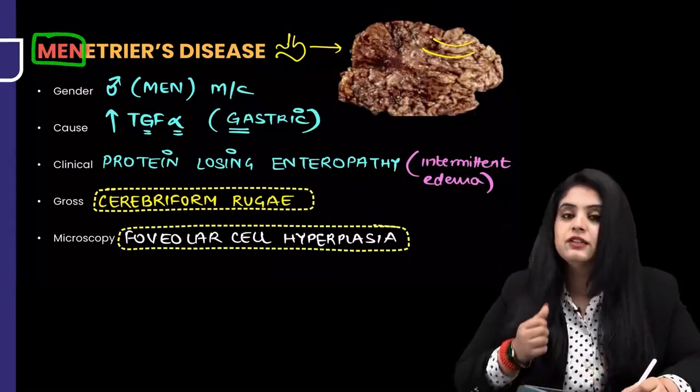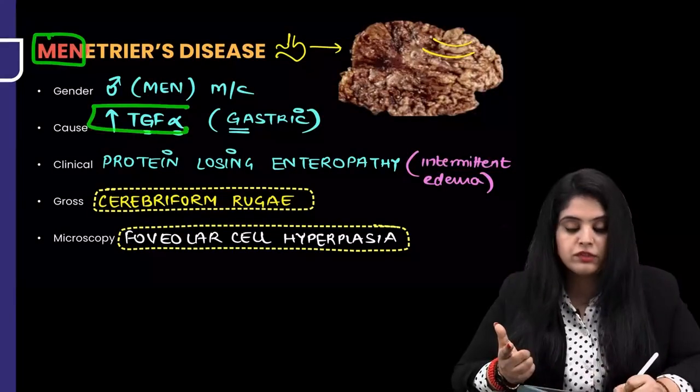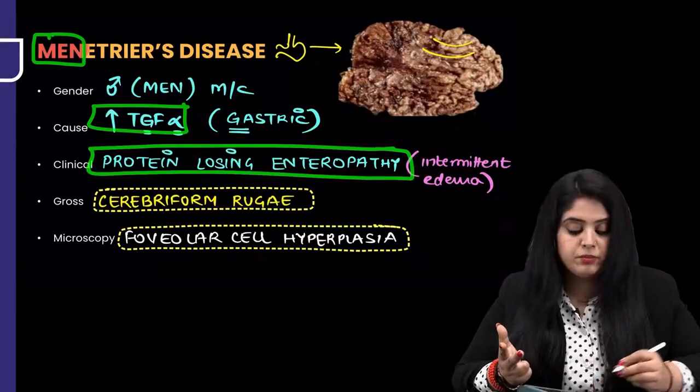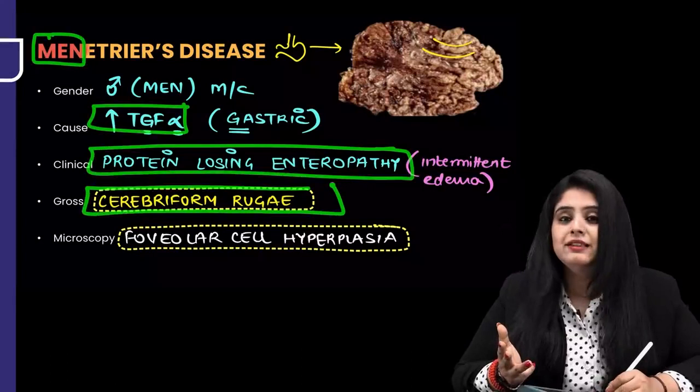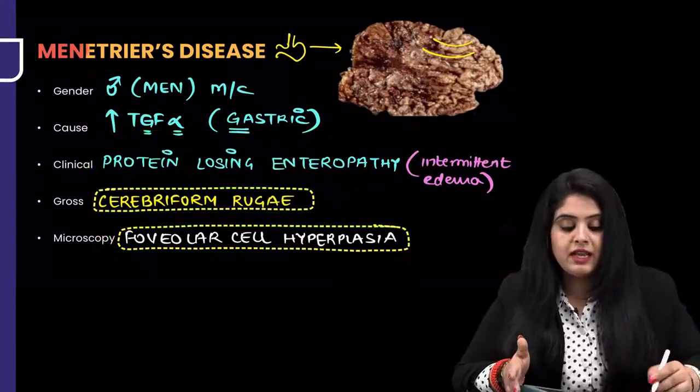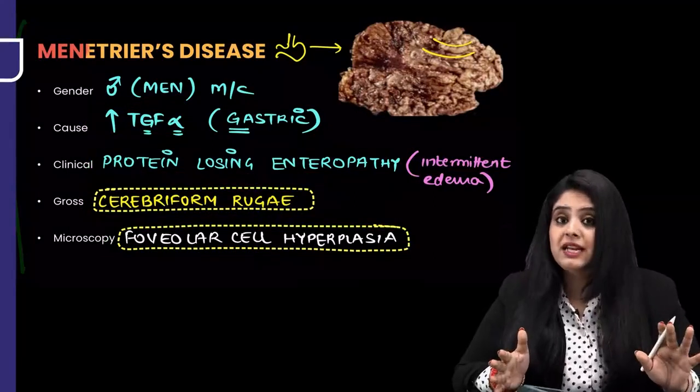Question 1, the gender, that is more common in men. Question 2, it is associated with TGF-alpha. Question 3, it is a protein losing enteropathy. Question 4, it is looking like the brain, so cerebriform rugae. And question 5, it is a foveolar cell hyperplasia. So that is what we have under Menetrier's.